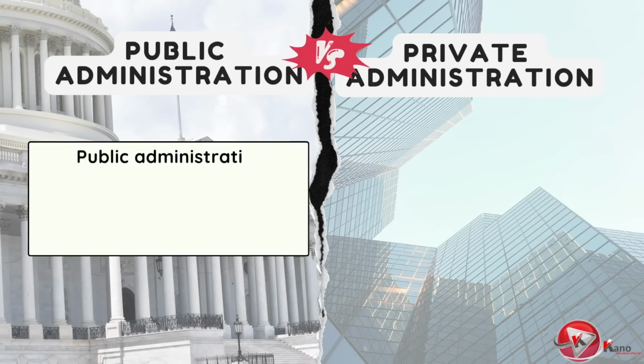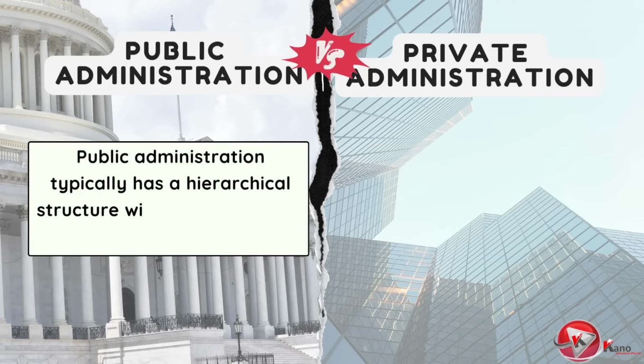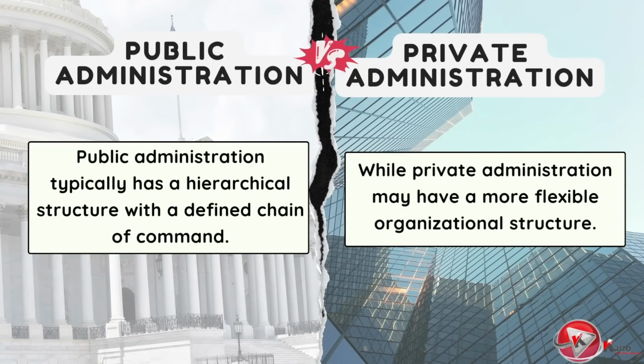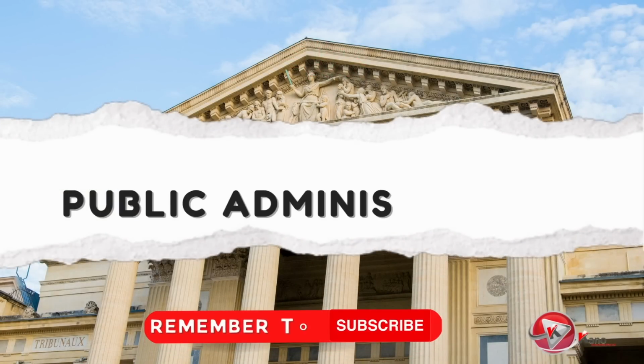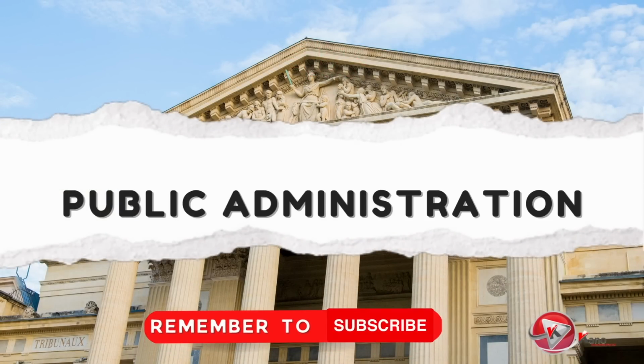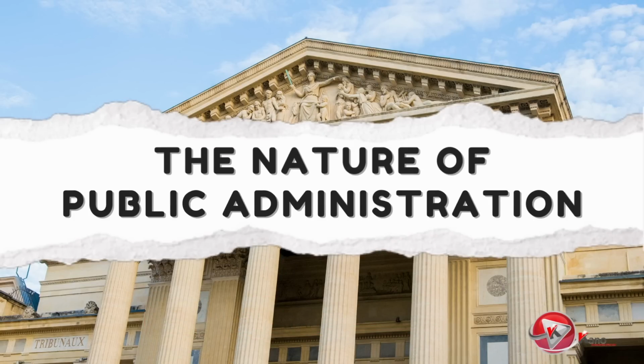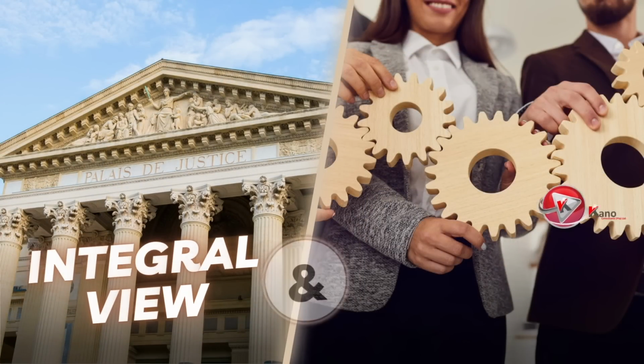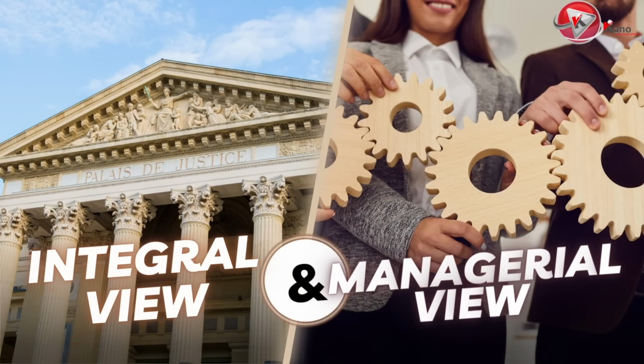Public administration typically has a hierarchical structure with a defined chain of command, while private administration may have a more flexible organizational structure. Public administration is a complex and dynamic field. It is influenced by a variety of factors, including political, economic, and social factors. The nature of public administration is therefore normally expressed into 2 divergent views, namely, an integral view, as well as a managerial view, which are briefly discussed as follows.